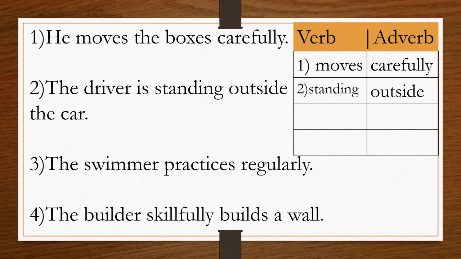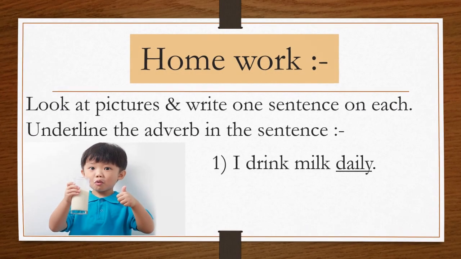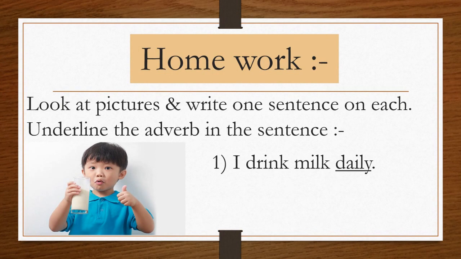Now, let's see what's your homework for today. Your homework is, look at the pictures and write one sentence on each and then underline the adverb in the sentence. For example, here you can see a picture of a boy and in his hand a glass of milk. So, by looking at that picture, I have written a sentence, I drink milk daily. Here, adverb is daily. So, I have underlined the word daily.